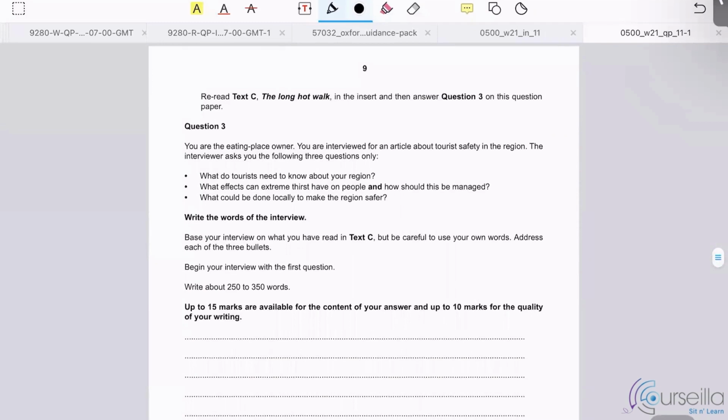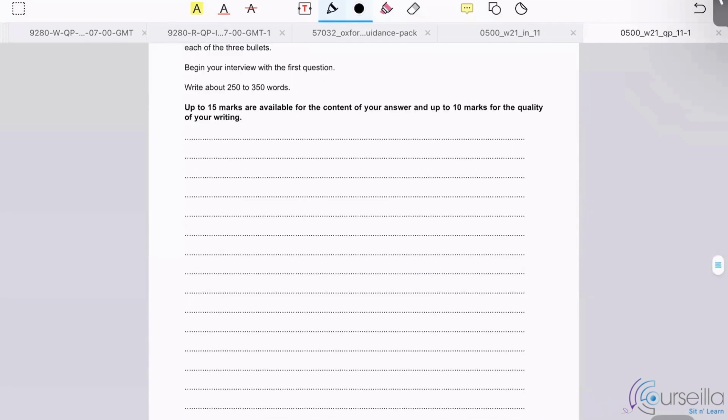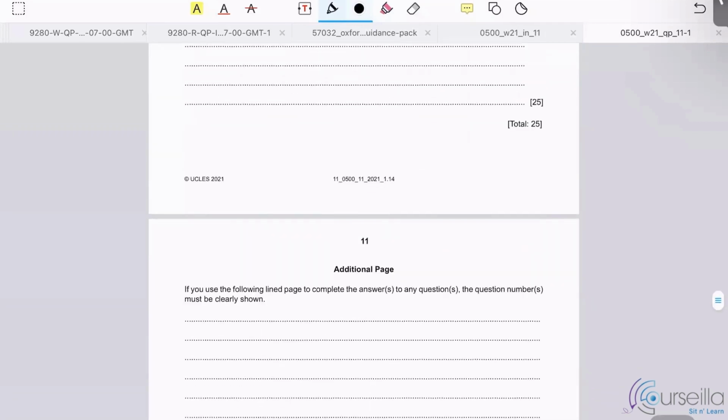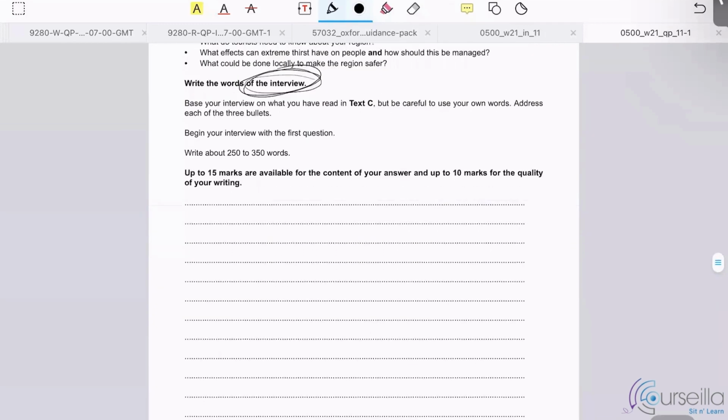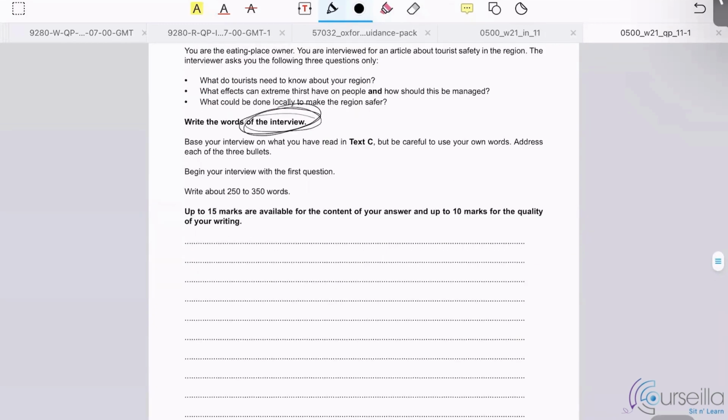That's some part of directed writing. You're interviewed for an article about a topic. Write the interview. That's writing an interview, and your interview should be based on the text. It doesn't come from your mind. So the information that you base your interview on should come from text C. You have to read text C and underline the information that you're going to include in your interview, and then use it in the interview. Then we have paper 2. Paper 2 again has an insert.